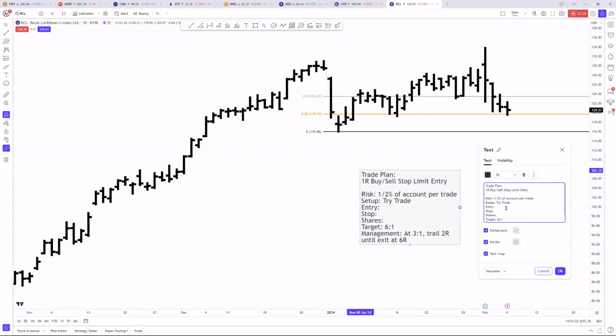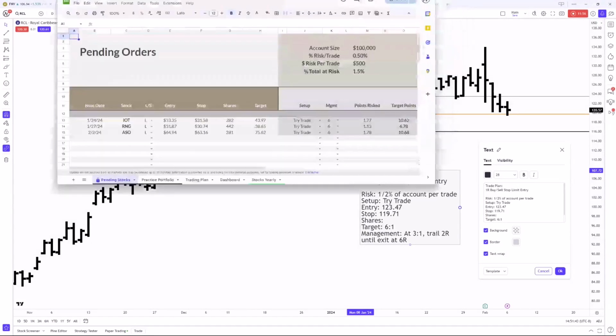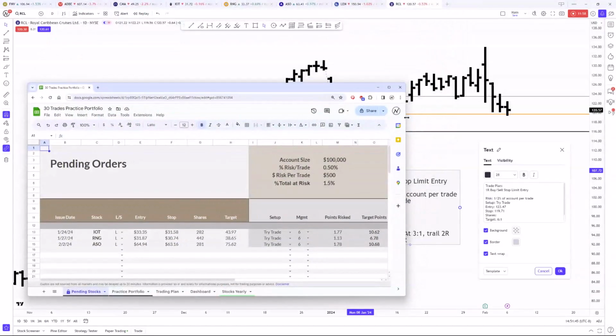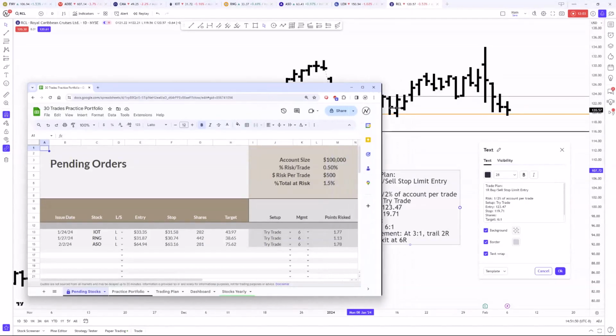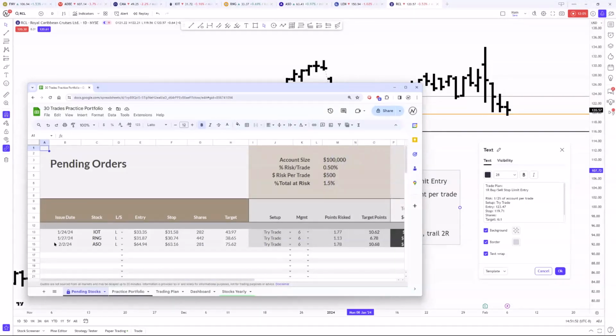123.47 is where I'm going to do a buy stop. I'm going to stop out of the trade at the next line down, 119.71. And we need to calculate shares. I'm going to use my own spreadsheet. You can get any kind of journaling software that does this stuff for you, as well as keeps track of all kinds of statistics.